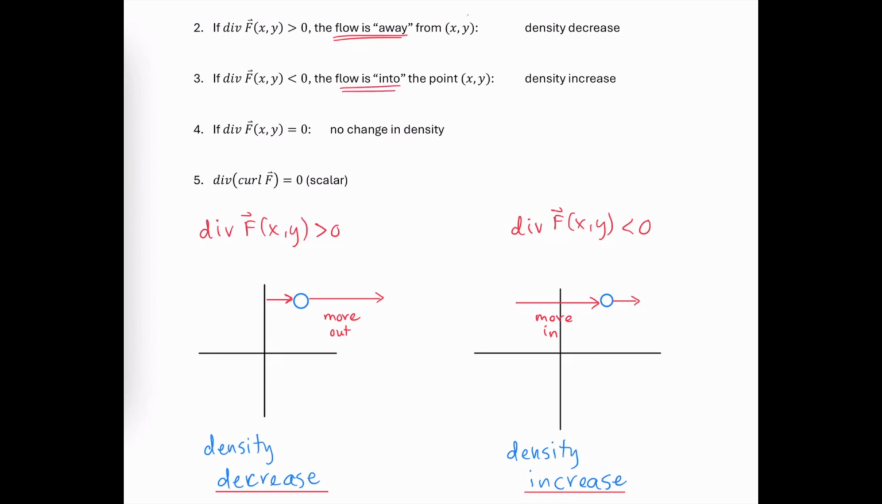If the density is increasing and more of the flow is going in than coming out, this is what we call a sink. If the density is decreasing and more is coming out than going in, this is what we call a source. When the divergence is equal to 0, there's no change in the density. And if we were to take the divergence of the vector field that is the curl of that vector field, we'll always get the scalar quantity that is 0.